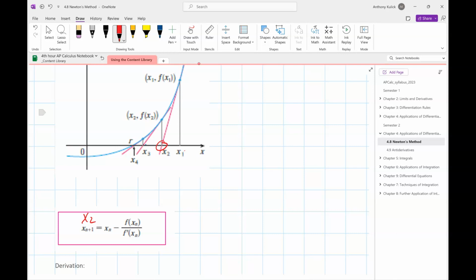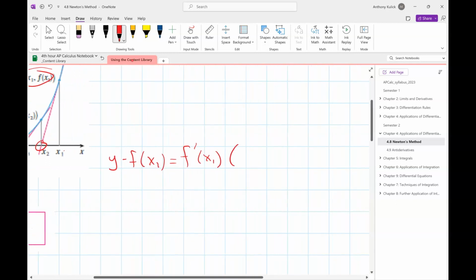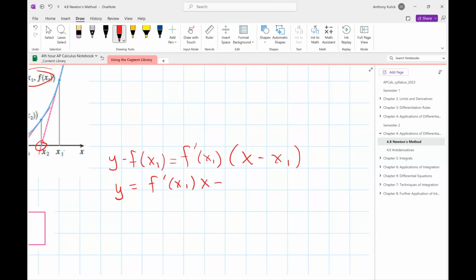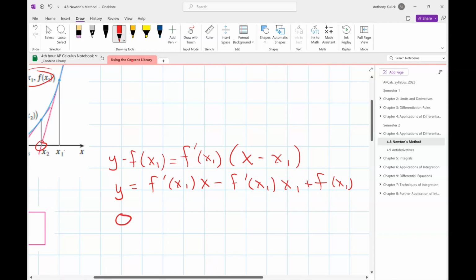So I'm going to start by writing with x1 and writing the tangent line for that. So y minus f of x1 equals the slope for that tangent line, which is f prime of x1, times x minus x1. So let's see, we'll distribute that derivative through and then add the f of x1 over to the other side. We're looking for the x-intercept, so we're going to set that equal to 0.